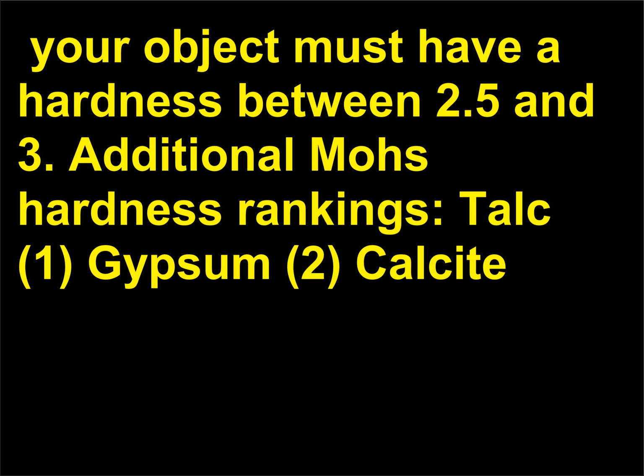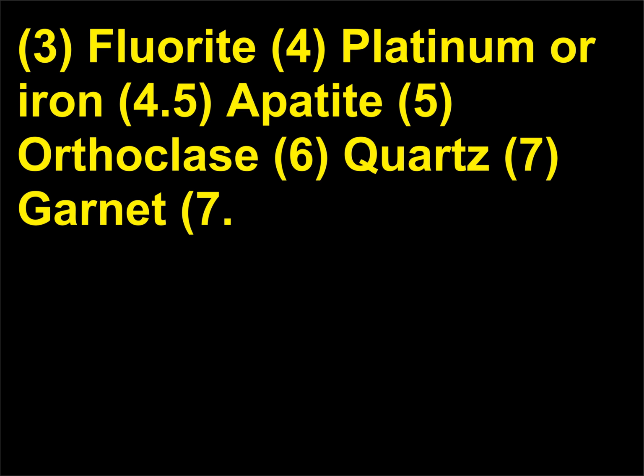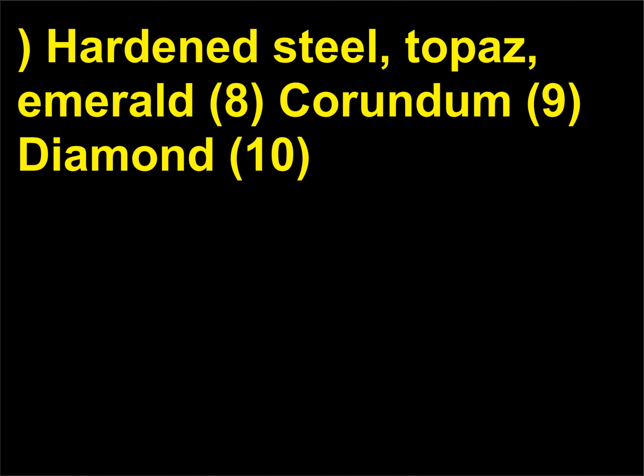Additional Mohs hardness rankings: talc, 1; gypsum, 2; calcite, 3; fluorite, 4; platinum or iron, 4.5; apatite, 5; orthoclase, 6; quartz, 7; garnet, 7; hardened steel, topaz, emerald, 8; corundum, 9; diamond, 10.